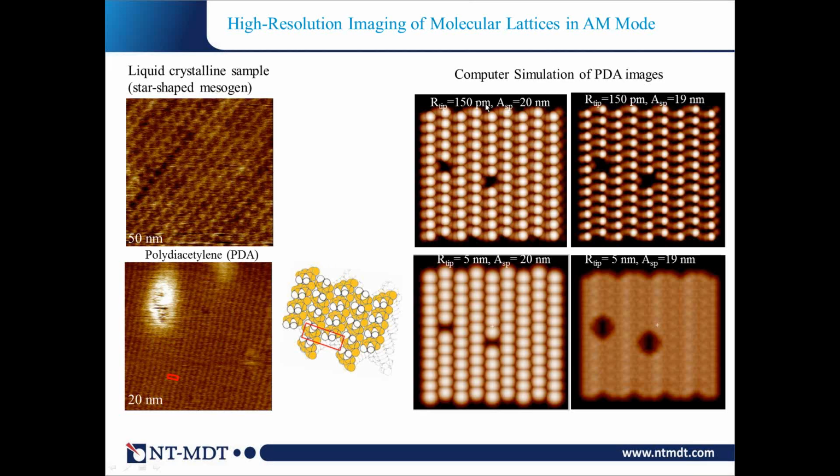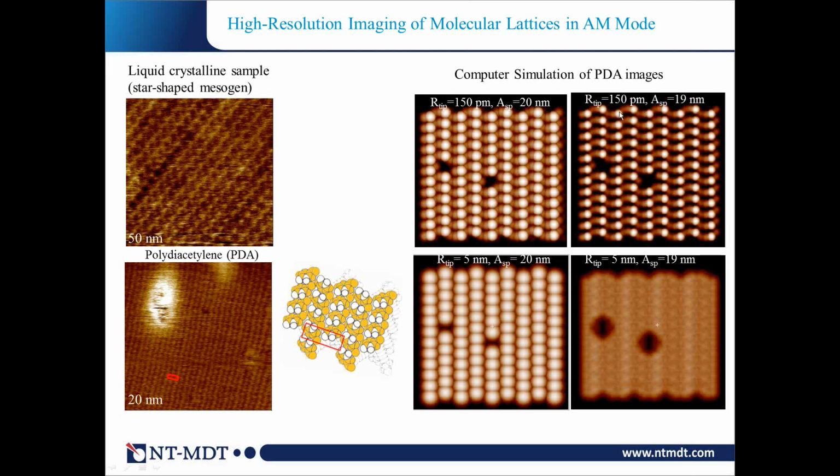This is the expected structure. We construct, based on the crystallographic structure, a model of the surface and do imaging with different conditions. What we get is that only the true picture, the absolutely true picture, is where the tip is of atomic size and the amplitude is very close to the amplitude of free oscillation. It means there are practically no tip-sample forces interacting.